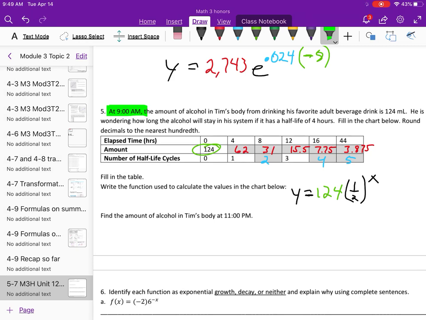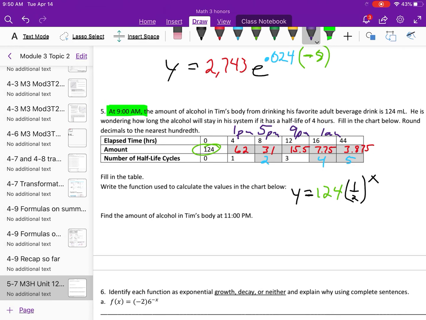The amount of alcohol in Tim's body drinking his favorite adult beverage is 124 milliliters. So again, I could go ahead and highlight the 124, but I already circled it in green. So that's 9 a.m. 4 hours later, I'm going to just keep track of this. 4 hours after 9 a.m., it is 1 p.m. 4 hours after that, it is 5 p.m. 4 hours after that, it is 9 p.m. Now, 4 hours after that, it is 1 a.m., okay?